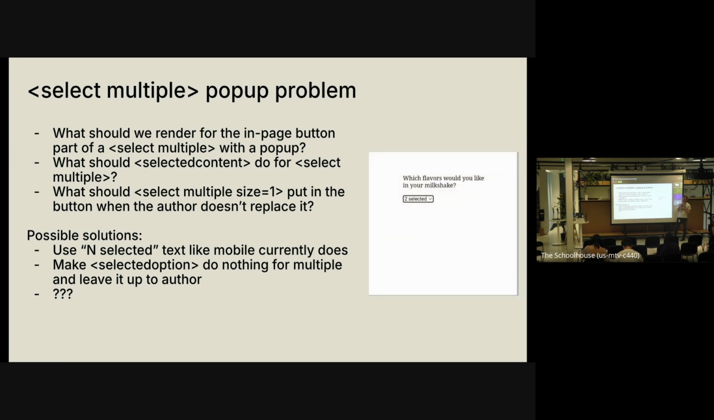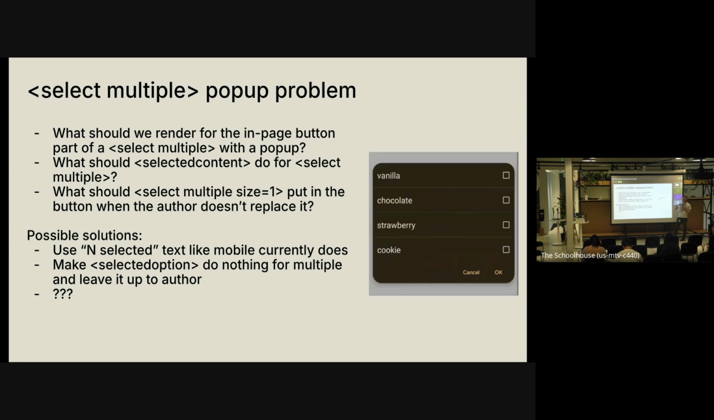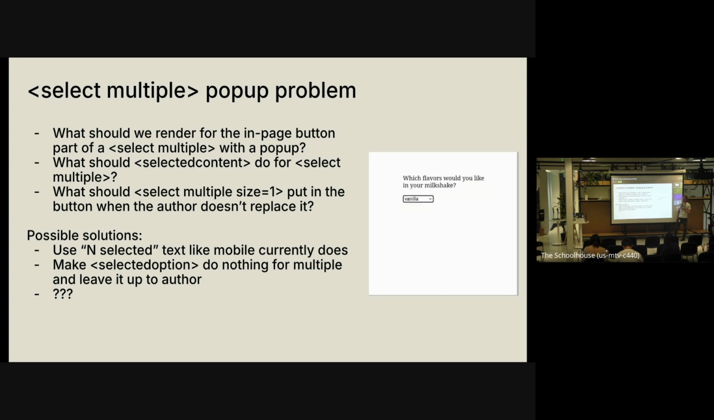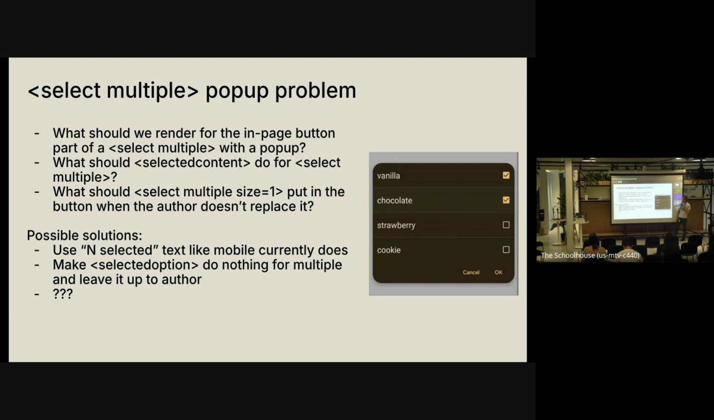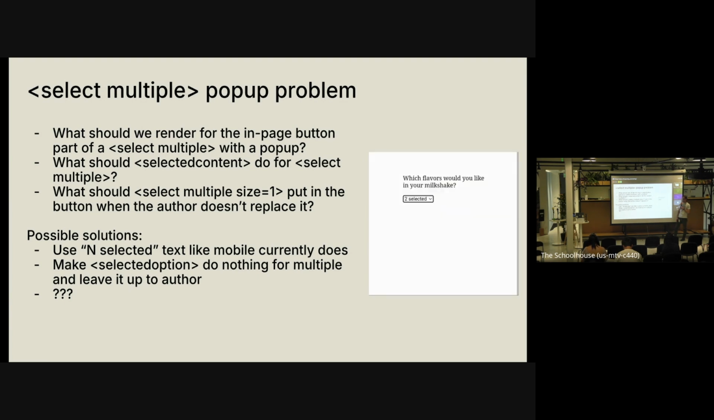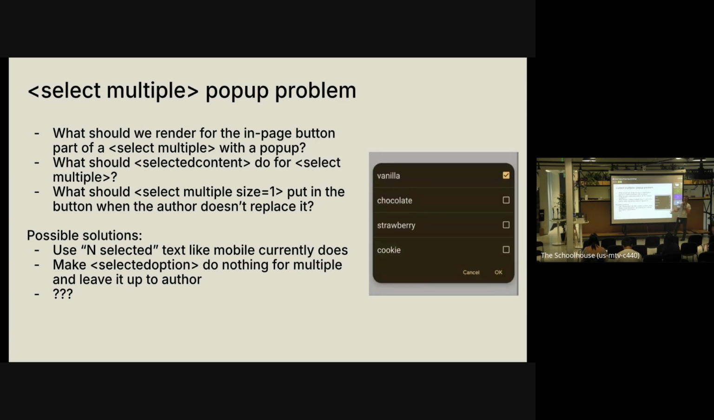So that way you can make cool stuff on the first page where the images from the selected option are copied into the button. But this might not really make sense with a multi-select. And I think there's not a lot of good precedent in this space. And if anybody has any thoughts about this, I'd be very happy to hear about it.